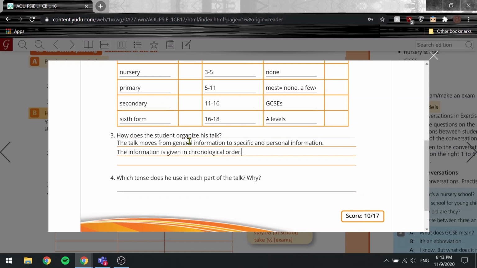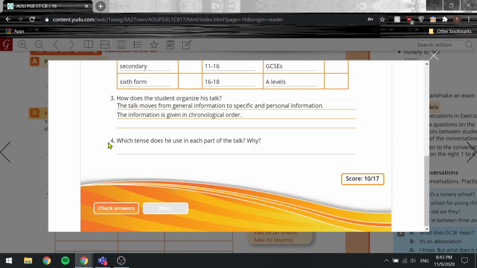So how does the student organize his talk? The talk moves from general information to specific and personal information, and the information is given in chronological order. Okay? Now for exercise 4, we have which tense does he use in each part of the talk and why? We'll say that obviously he uses the present simple. If you guys go back and listen, he uses the present simple. So we'll say the present simple.